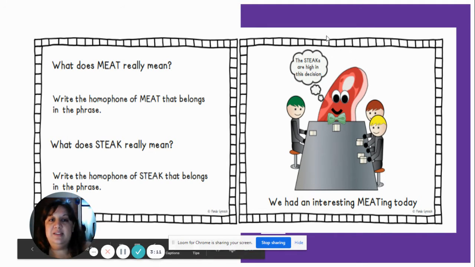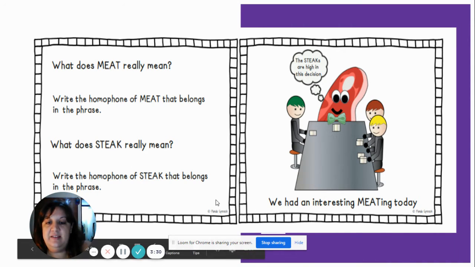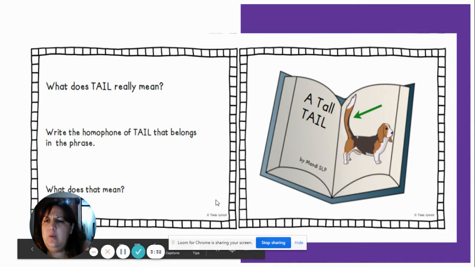Also with the word steak. There are 2 ways to spell steak, and this is the kind that means meat. So you have to be really careful. S-T-A-K-E is the kind that they should have put there. All right, let's go to the next one.